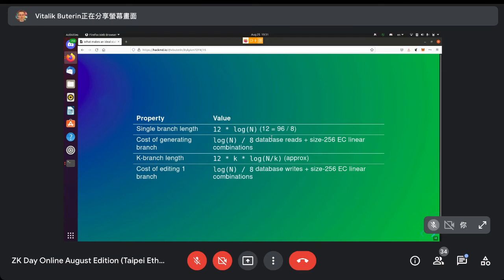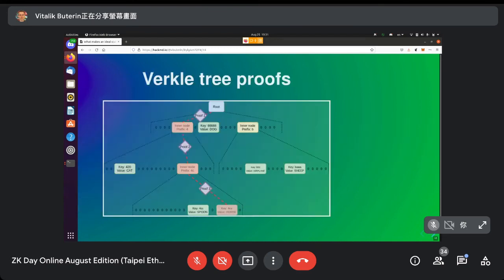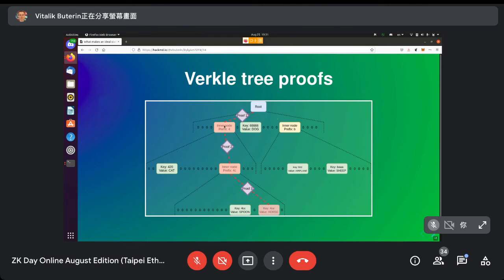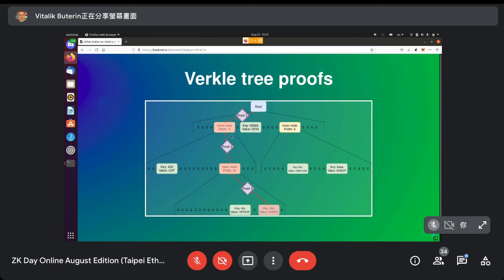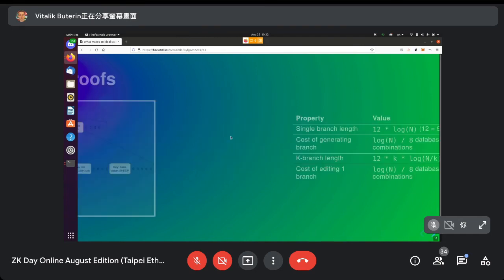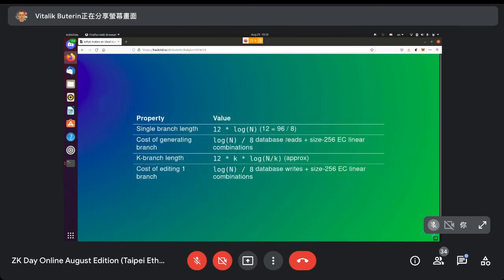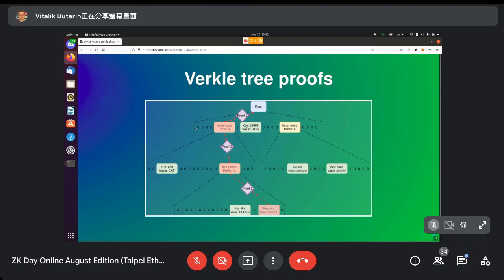The cost of generating a branch is going to require log n over 8 steps, right? Because every one of these levels has size 256, so instead of needing 8 steps to go up by a factor of 256, you only need 1 step to go up by a factor of 256. And so same database reads as before, and you also need to do size 256 linear combinations, right? So you have to do a size 256 linear combination, just to sum up a bunch of elliptic curve points multiplied by the values over here to generate the proof. Do the same over here, generate a proof. Do the same over here, generate a proof.